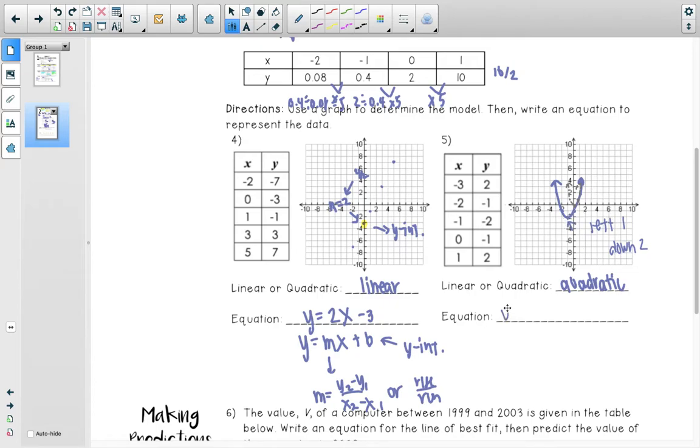So how do we write the equation? I'm going to use y equals. Well, if it's going left, it's actually adding. And if it's down, it's still -2. So that would be the equation.